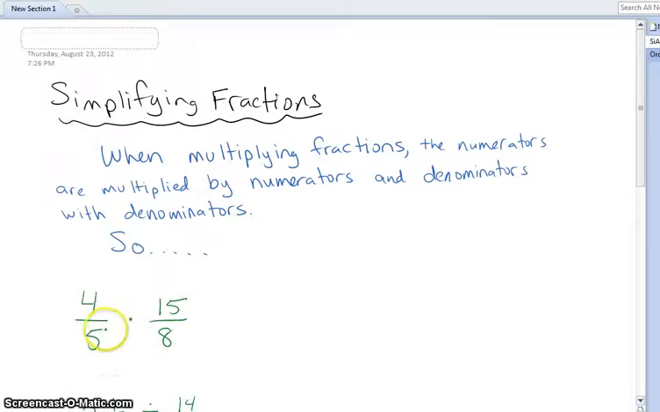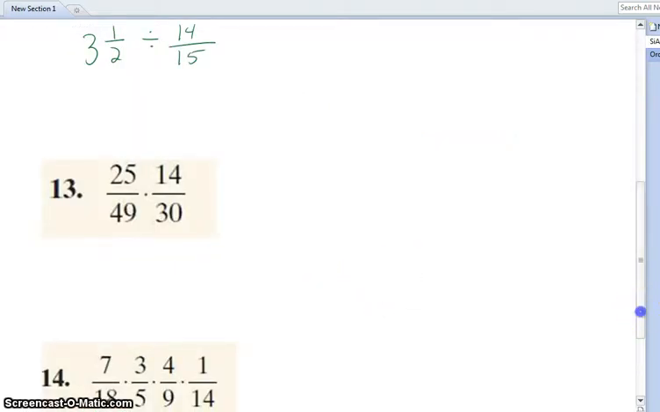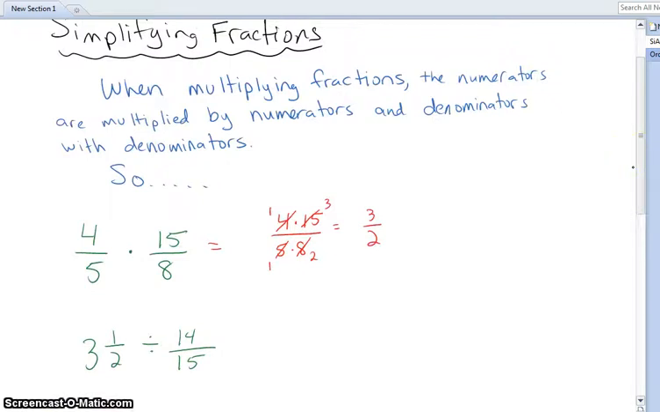So in a problem like this, 4/5 times 15 over 8, that's really the same as 4 times 15 divided by 5 times 8. In this case, I just have one fraction. I can reduce this fraction by looking for multiples, right? So up here, I would divide by 4. So in the denominator, I divide by 4. I want to divide this denominator by 5, and this one by 5 as well. Altogether, I have 3 halves.